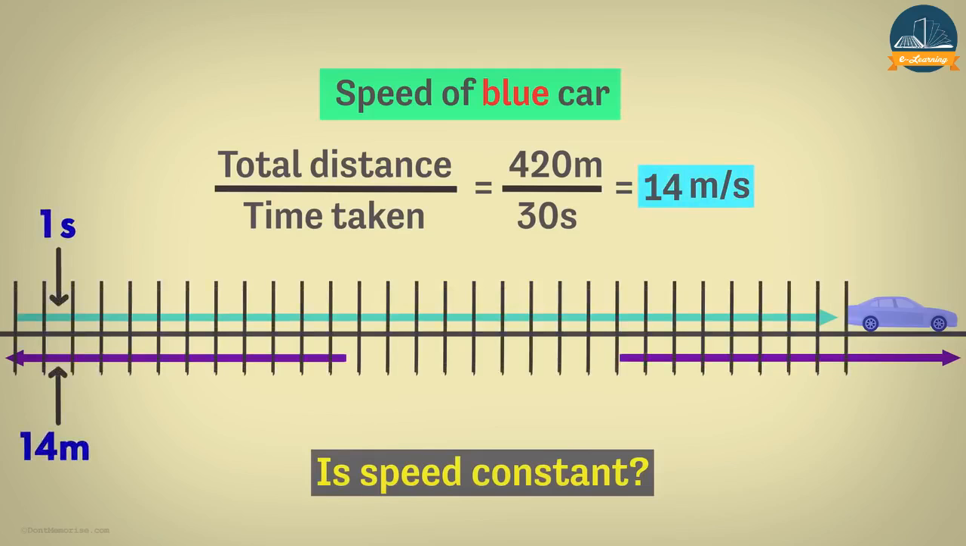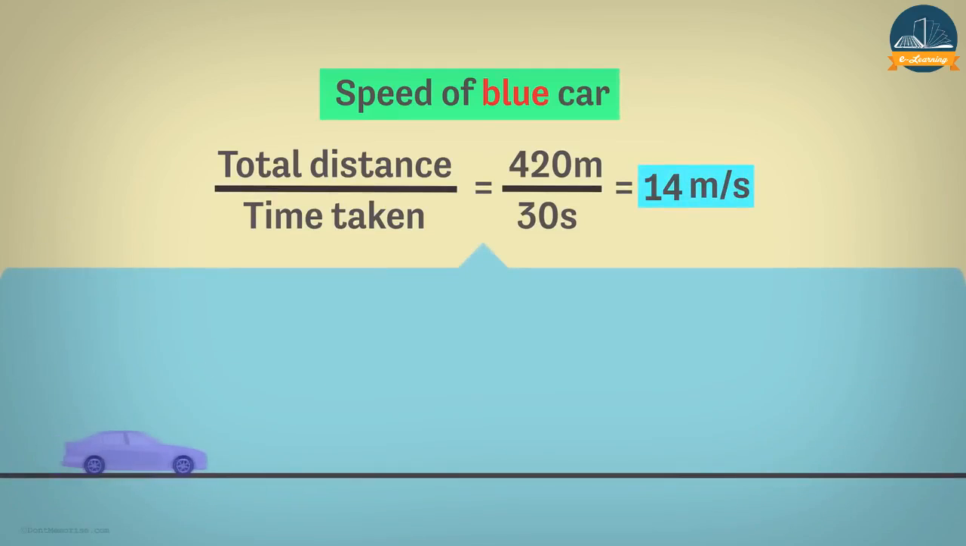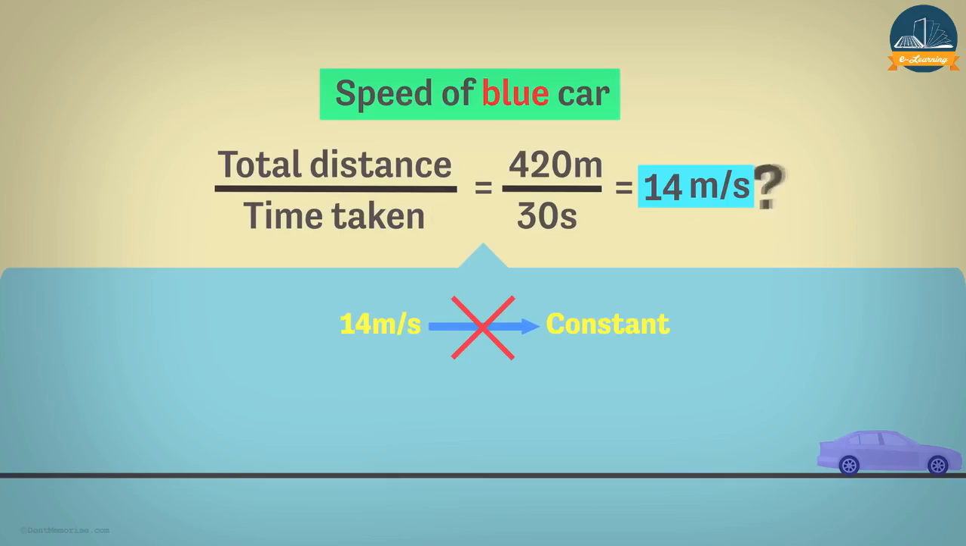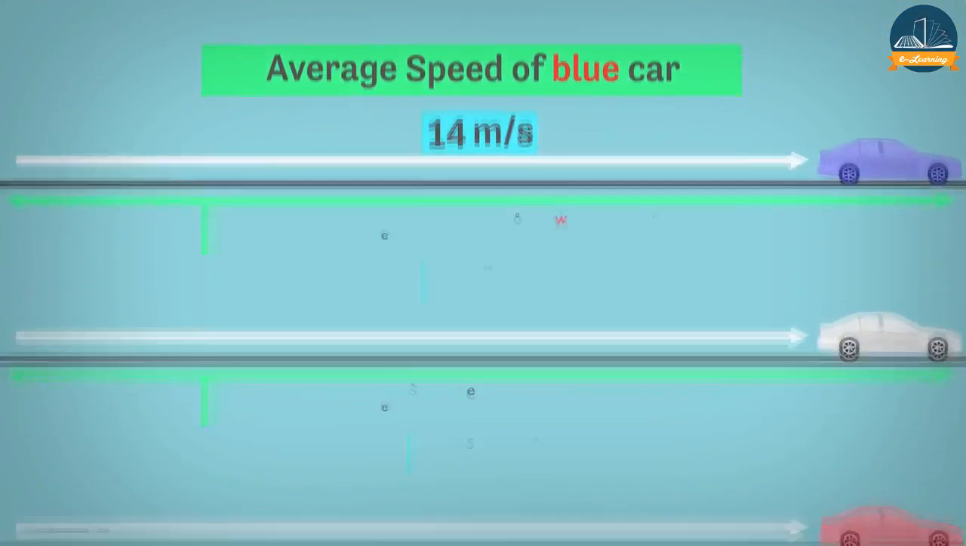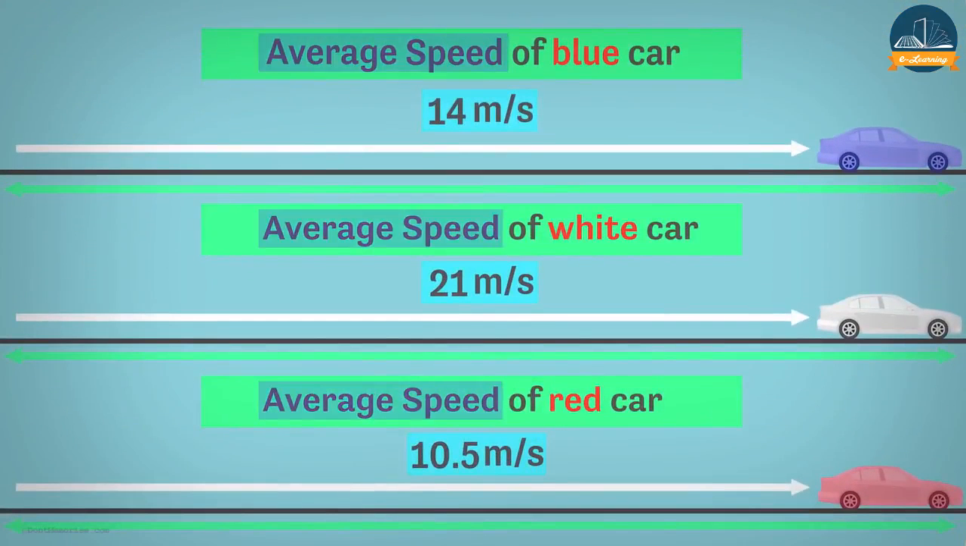No, that's not what we are implying, because maybe the car is moving at a really fast speed initially and then it slows down in the middle and then stops and then again speeds up. So this speed does not imply that the speed is constant at 14 meters per second throughout. So what is the speed then? The speed we calculated here is the average speed. In fact, in all the three examples, it was average speed.